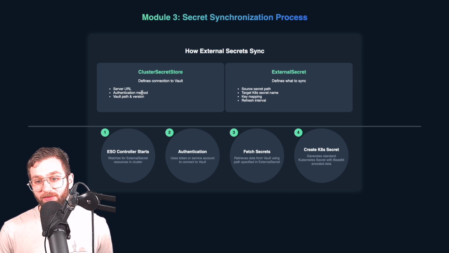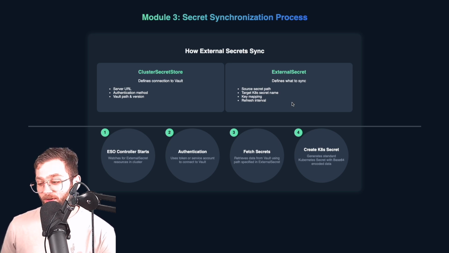Once that connection has been configured, then what we can do is define ExternalSecret objects. These ExternalSecret objects will reference whatever values we need inside of Vault, and based on these values, automatically generate Kubernetes secrets that we can then use in our cluster.